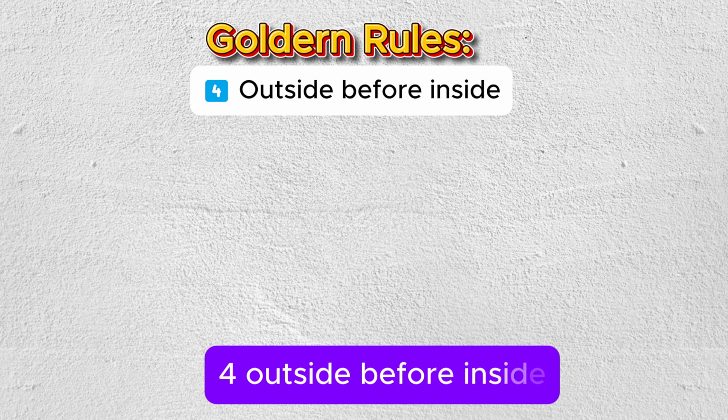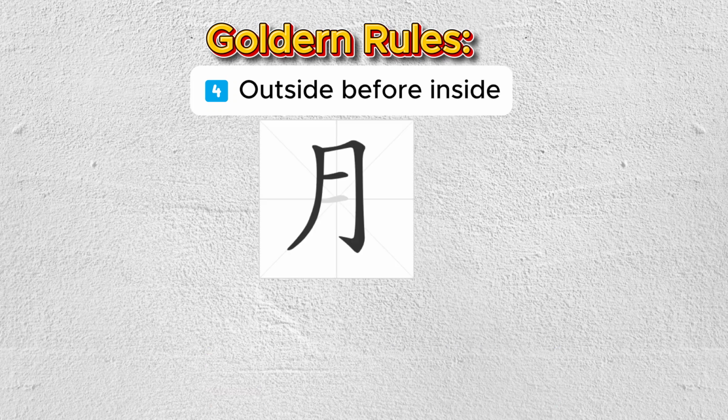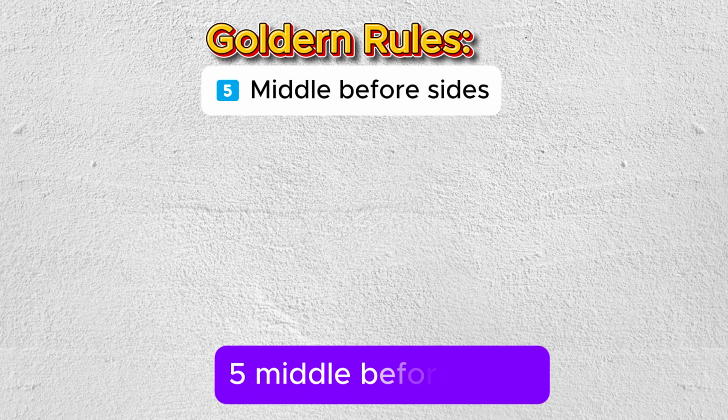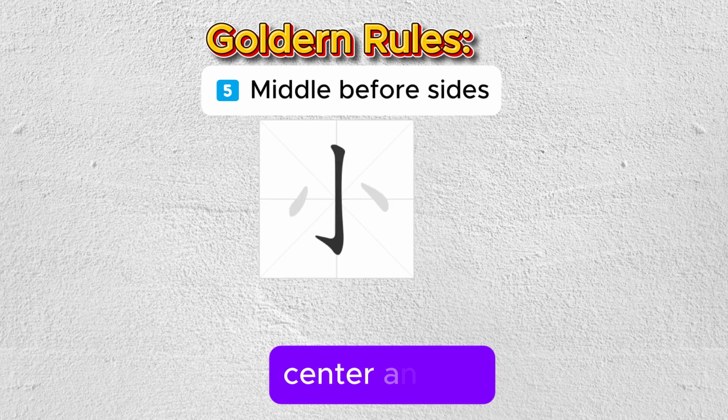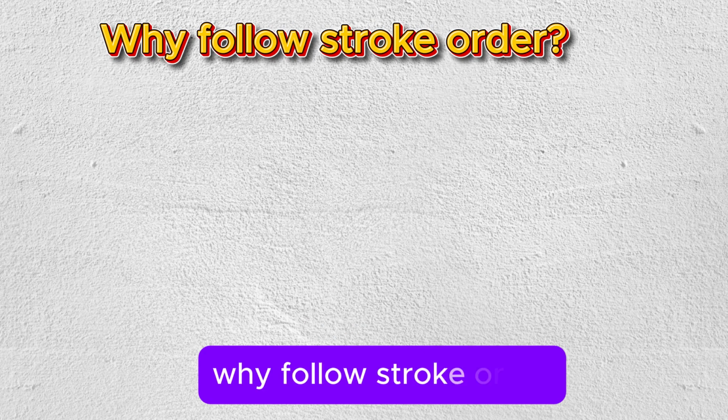4. Outside before inside. Left frame first, then right hook, then fill the inside. 月, Moon. 5. Middle before sides. Center anchor. Left dot, then right dot. 小, Small.